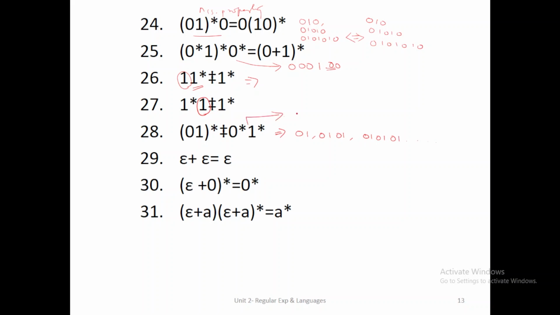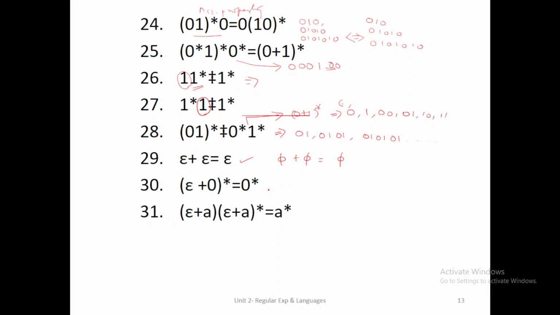If you take 0 star 1 star, it's nothing but 0 plus 1 whole star. What is the meaning of that one? Either the symbol may be epsilon or 0 or 1 times 0, or its combination 0 0 0 1 1 0 1 1, like that. So these two values are not equal. Epsilon or epsilon is epsilon. So pi or pi is pi. Like that, epsilon or epsilon is epsilon.